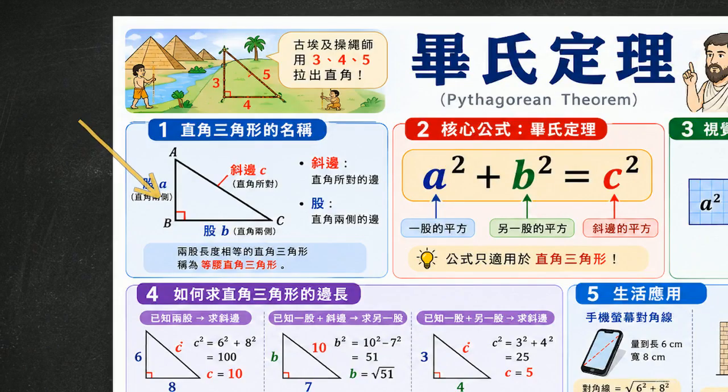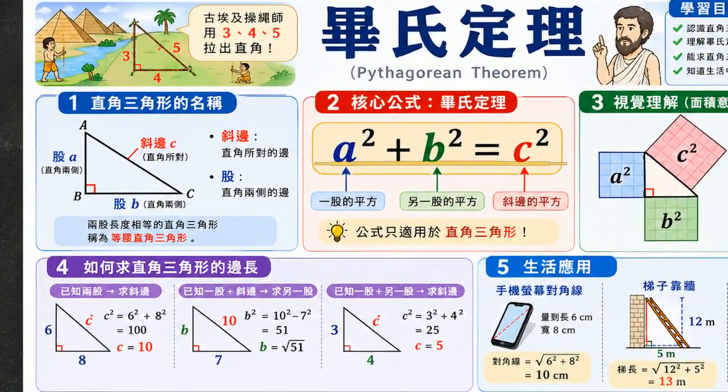A right triangle always contains one 90-degree angle, marked here by the small square. The longest side, which sits directly opposite that right angle, is called the hypotenuse, labeled C. The other two sides are the legs, labeled A and B. Here is the core formula: a squared plus b squared equals c squared. Remember, this equation only works for right triangles.